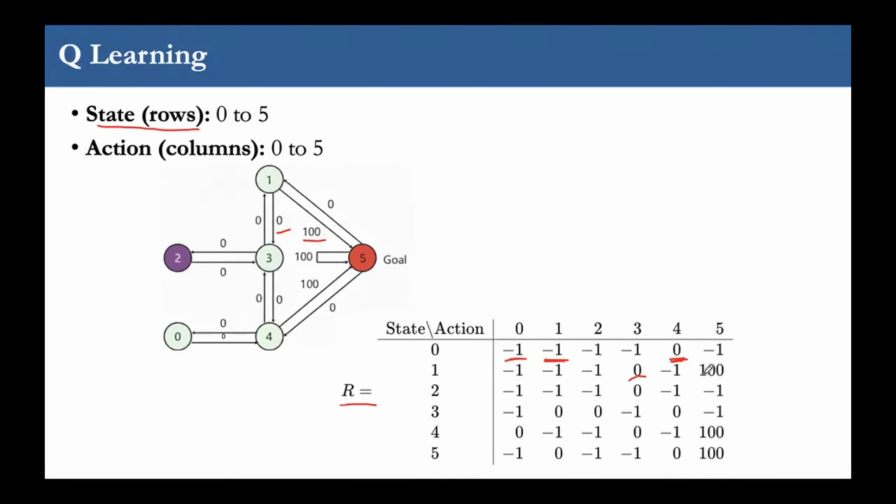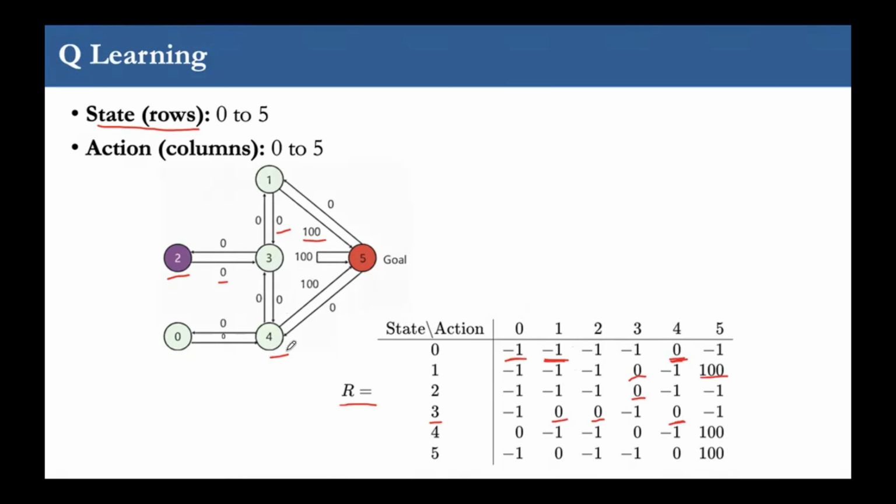So that is represented here. Similarly, from state 2, we have only one move to 3 with reward 0. So that is represented here, and the other values are represented as -1. Then from state 3, there are 3 moves. It can move to 1, 2, 4. So whatever move it is, the rewards are 0. So from 3, it can move to 1, 2 as well as 4.